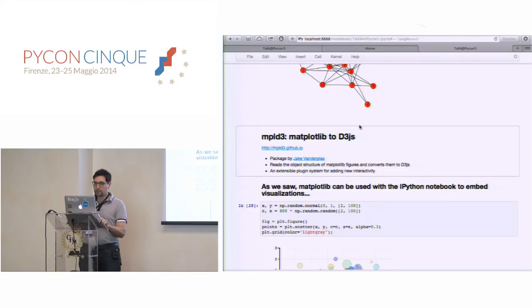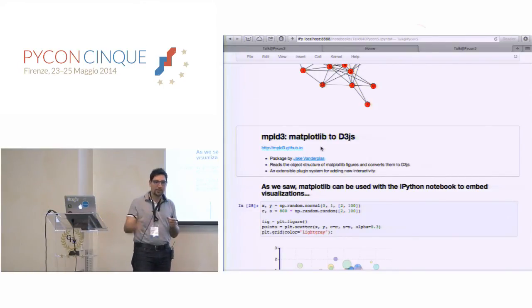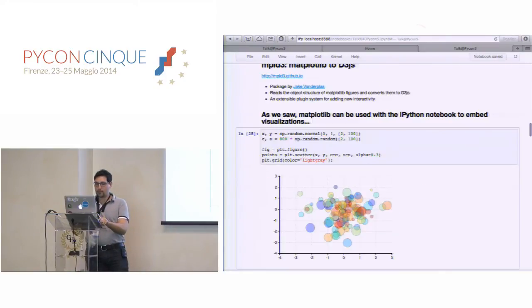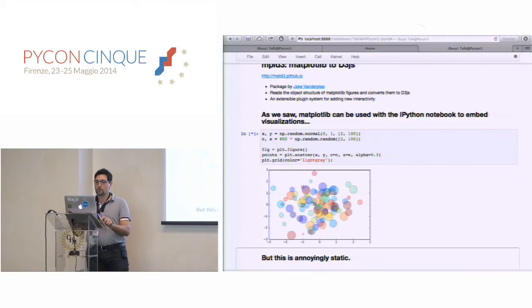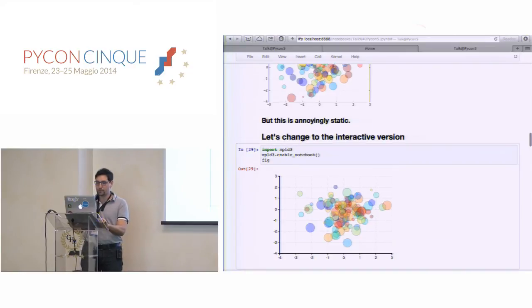The last thing to say is MPLD3, which is a very interesting project. This is from Jake VanderPlas. And this library aims to integrate the D3 JavaScript library into Matplotlib. Let's see it in action. Okay, this is the scatter plot, but now this is annoyingly static. Let's change to the interactive version.